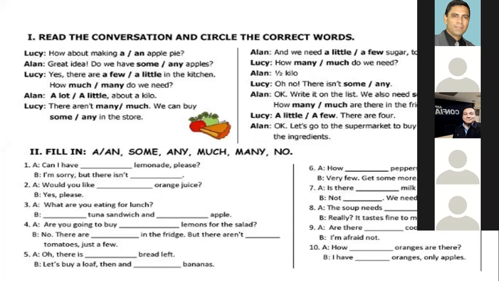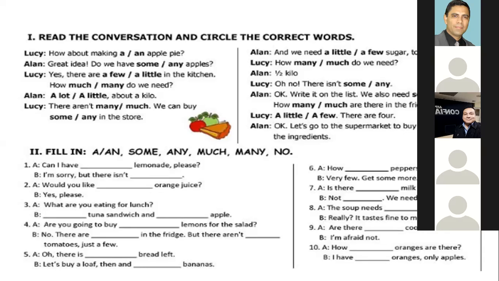Okay, here I have a conversation between Lucy and Alan. They are talking about how to make an apple pie. And Lucy says, how about making, and what is the right one, a or an? An apple pie, very good, because apple starts with a vowel. Great idea. Do we have some or any apples? Any apples? It's a question. Do we have any apples?